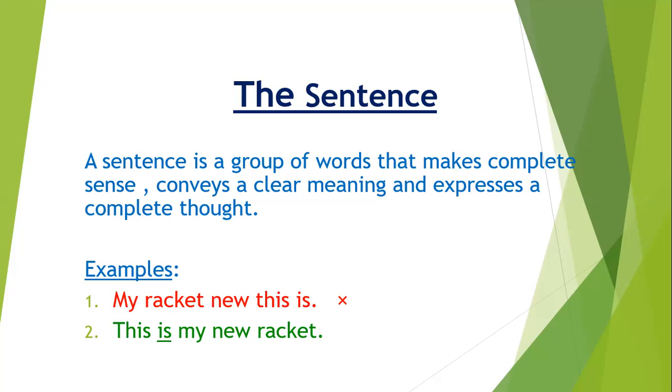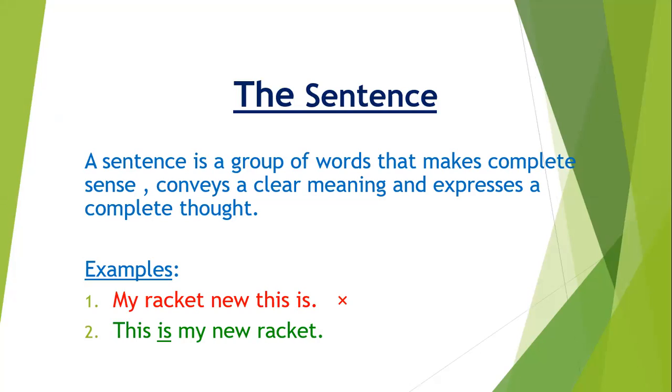Let us have a look at a few examples. Look at the first sentence. "My racket knew this is." Does it make any sense? Does it convey a clear meaning? No, it doesn't. Now look at the second sentence. "This is my new racket." This is a proper sentence as it conveys a clear meaning, gives a clear message, and expresses a complete thought.